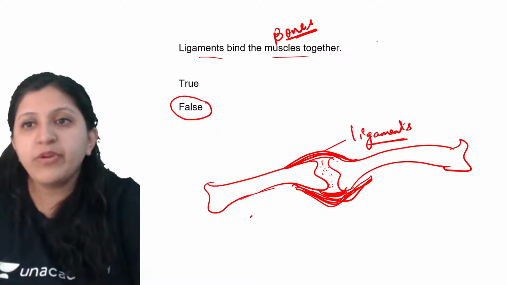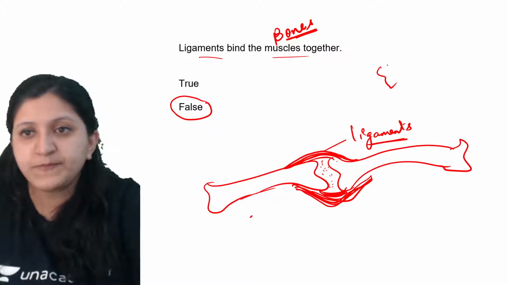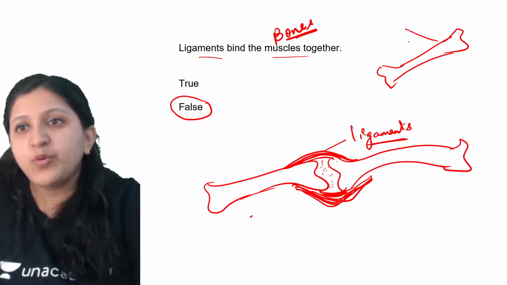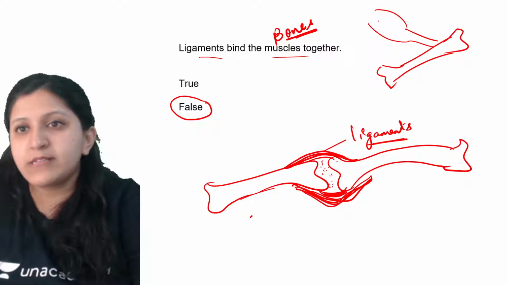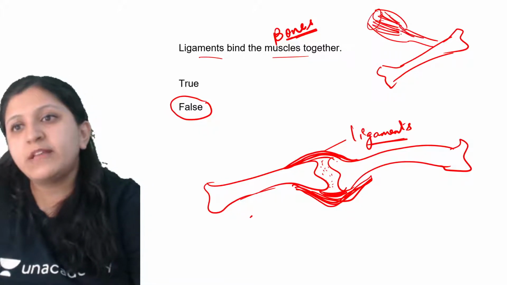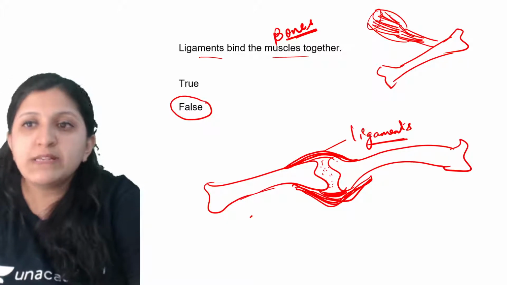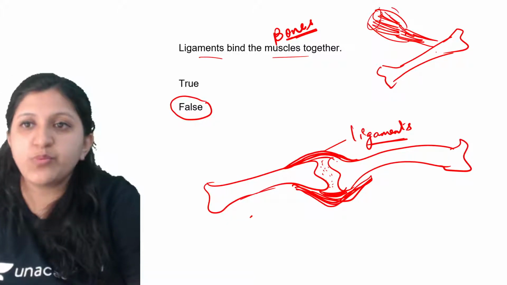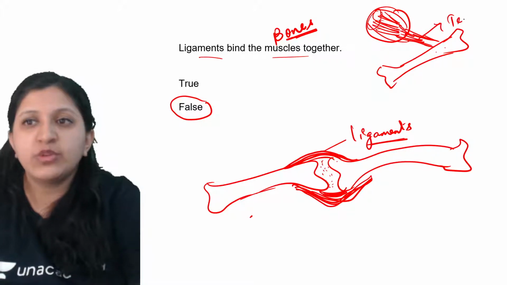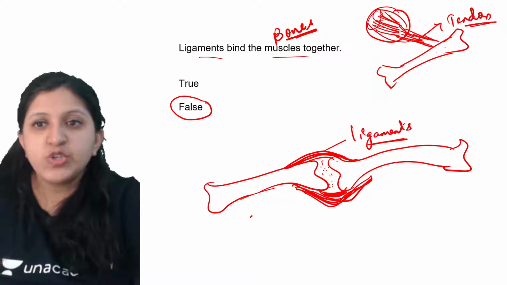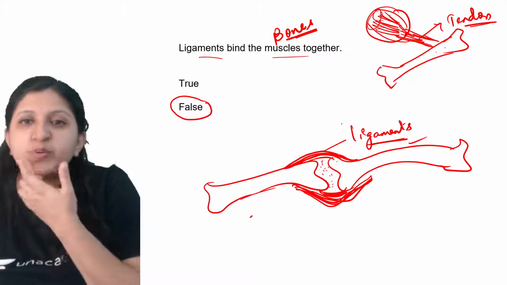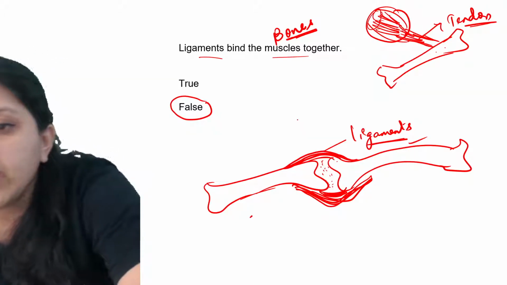In the same way, let's say there is a bone here, and the bone is connected with the muscle. Here are the muscles, the muscle fibers, connecting. Now for the muscle to bone connection, it is done through the tendon. If you remember, muscle to bone it is tendon, bone to bone it is ligament. Any doubt here?